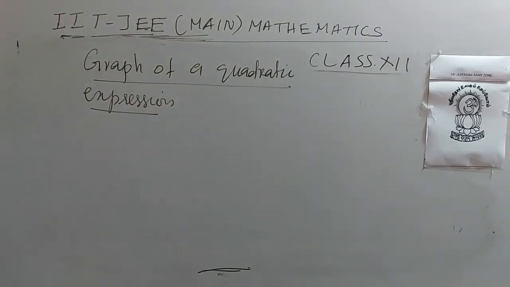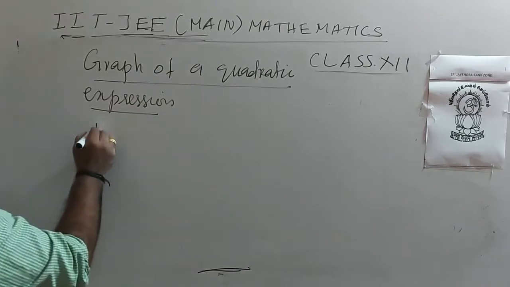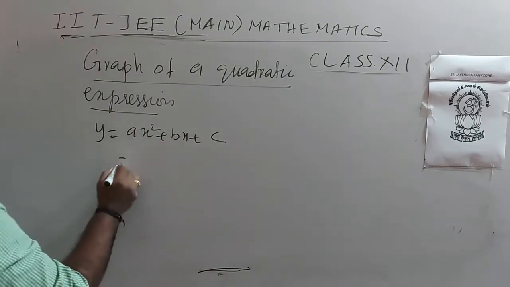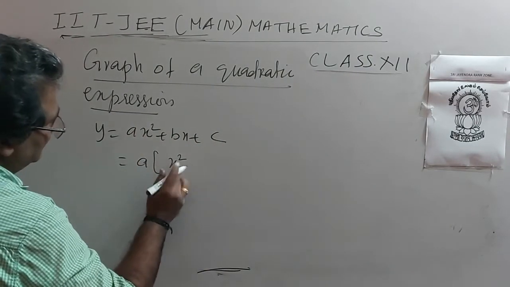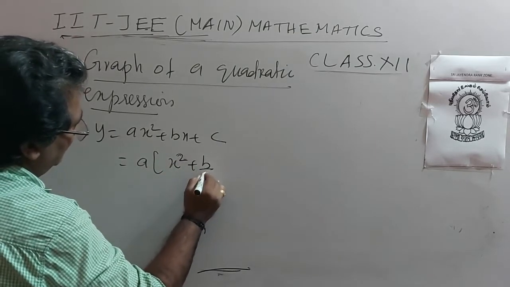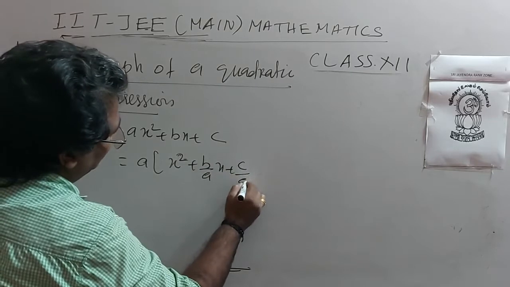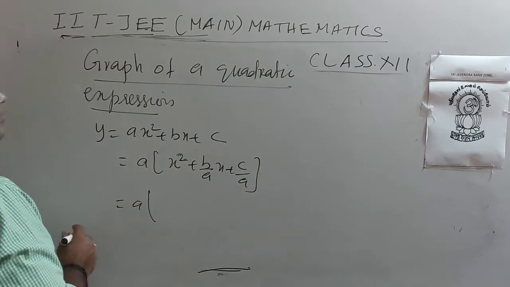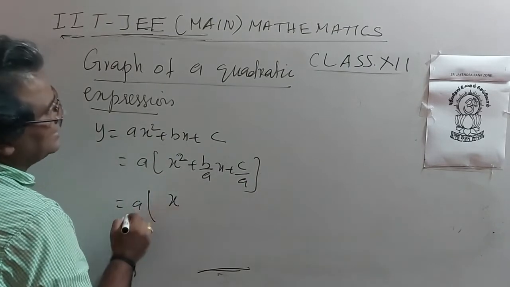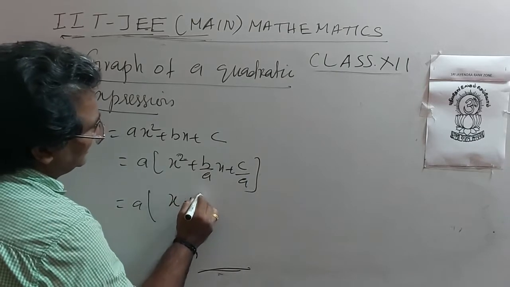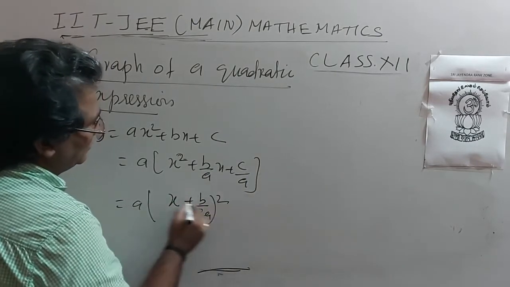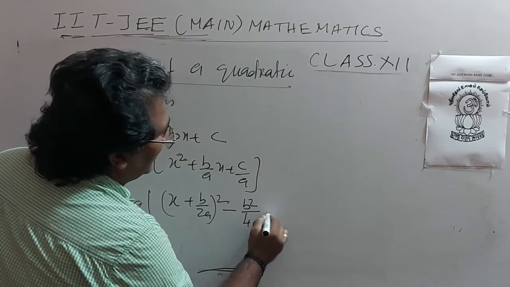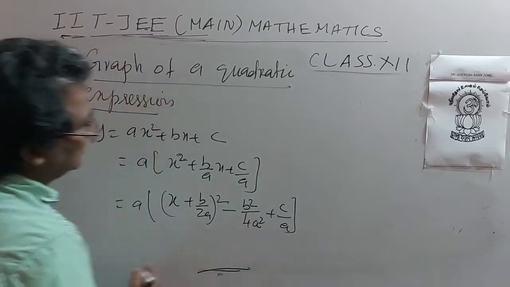Graph of a quadratic expression y equal to ax square plus bx plus c. You take a in common: x squared plus b by a x plus c by a. You make a perfect square. In place of x squared, take x, divide the coefficient of x by 2, that is b by 2a, apply whole squared, minus square this term, and subtract b square by 4a squared plus c by a.